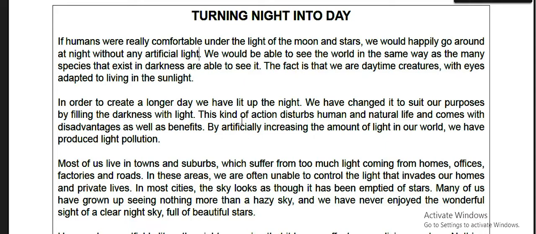Turning night into day. If humans were really comfortable under the light of the moon and stars, we would happily go around at night without any artificial light. We would be able to see the world in the same way as the many species that exist in darkness are able to see it. The fact is that we are daytime creatures with eyes adapted to living in the sunlight.